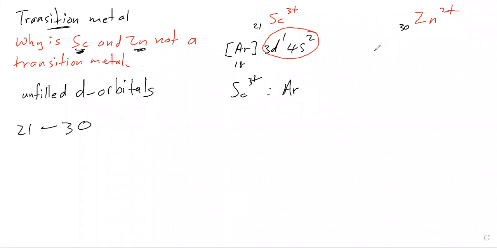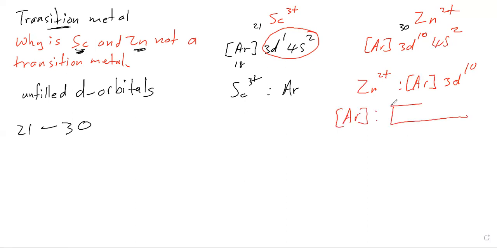So let's look at zinc and you will see. Zinc is 30, so it will be argon 3d10 4s2. That's 30, right? Yes, sir. When zinc forms Zn2 plus, what is the electronic configuration for Zn2 plus? Ar 3d10. How many electrons can the d orbitals hold in total? Ten. Exactly. So, argon, then one, two, three, four, five, this is the 3d orbital, 10 electrons.